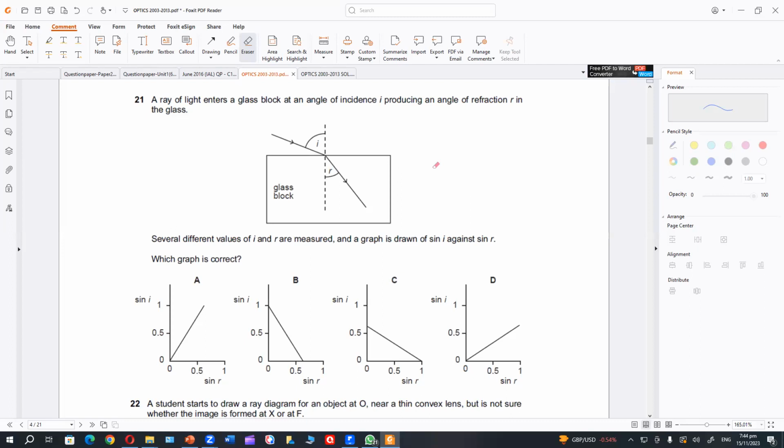Look at the options and give me the right possible answer. Okay, Asad is saying it's A. Other people can also inform.